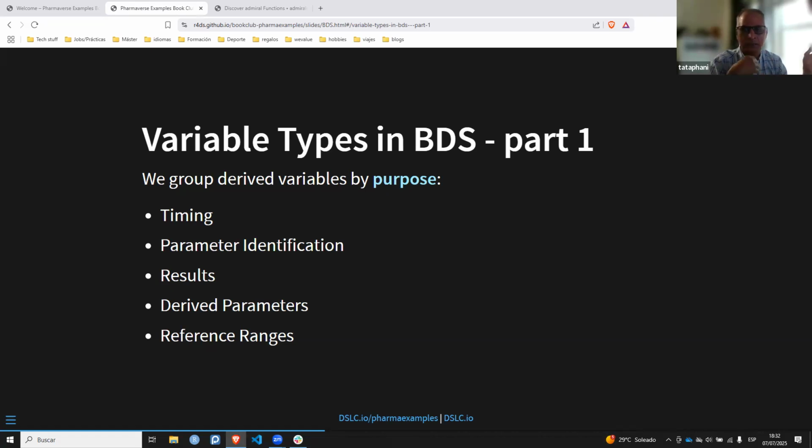Before that, around the 2000s, they used to write the code for each individual sponsor, because each sponsor had a different way of doing it. But slowly they have standardized the structure they want to see. And that is exactly the ADaM structure.